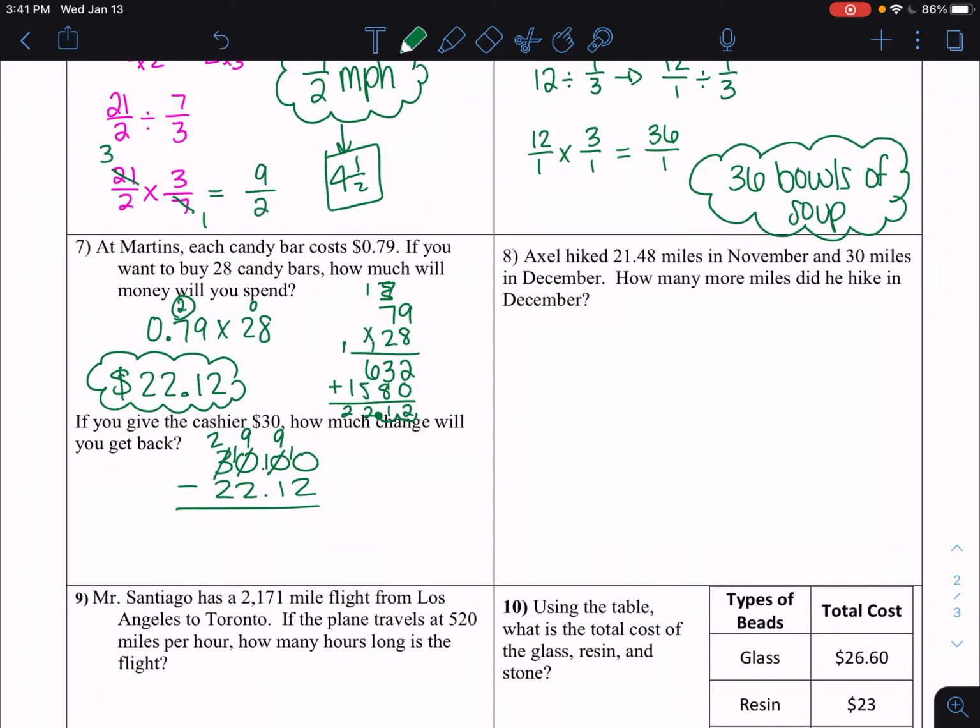10 minus 2 is 8. 9 minus 1 is 8. 9 minus 2 is 7. And 2 minus 2 is 0. So I'm going to get $7.88 back.